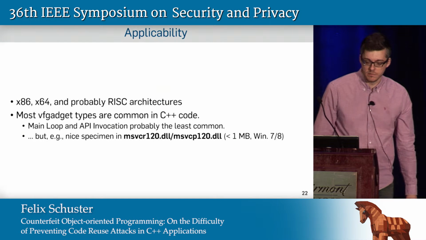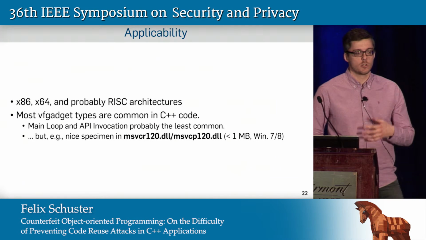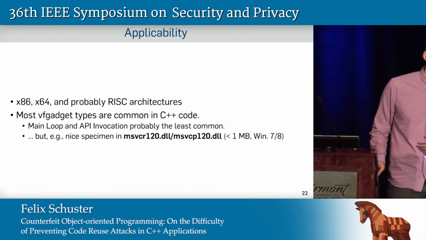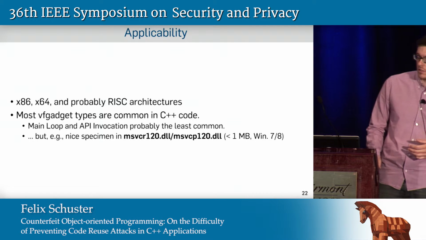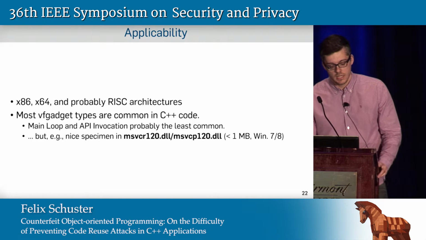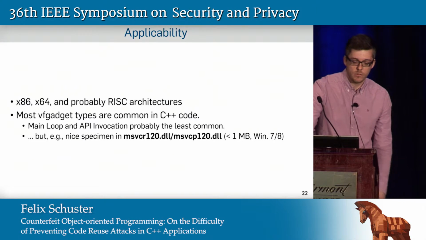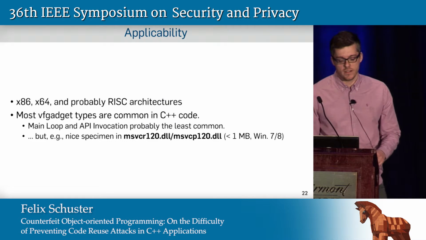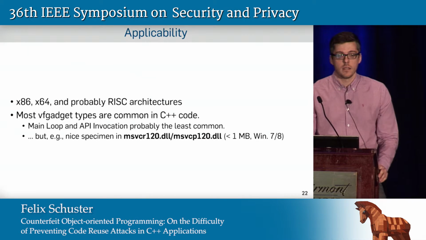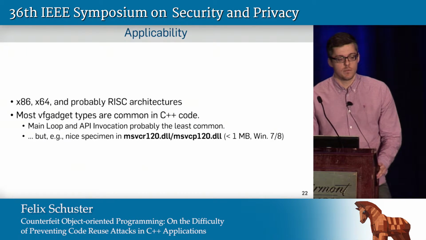First, applicability. Of course, you can design great code reuse attacks on paper, but they need to be applicable and relevant. Essentially, we created real-world attacks for x86 and x64, and we also discussed in the paper why COOP is probably applicable to RISC architectures in general.